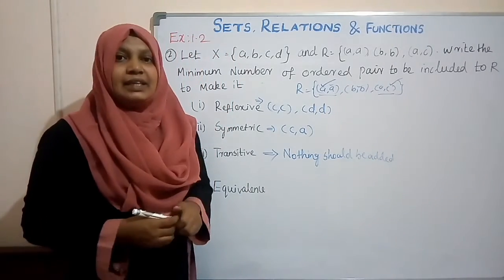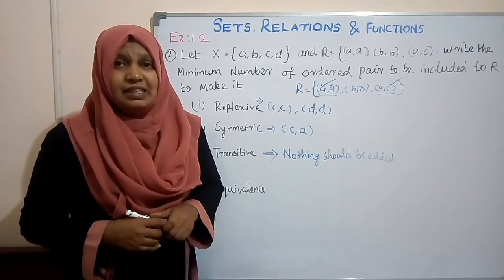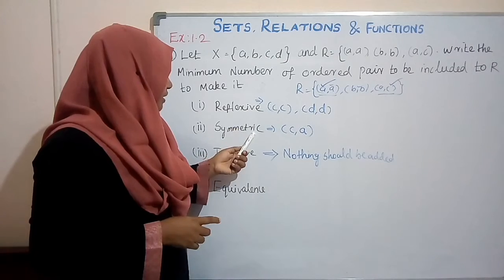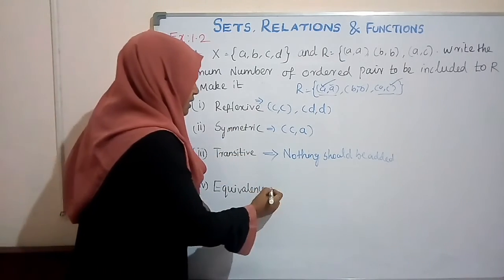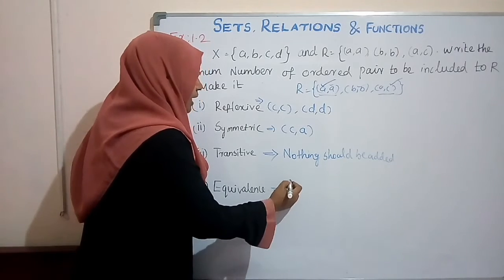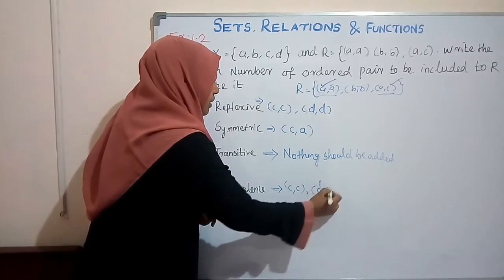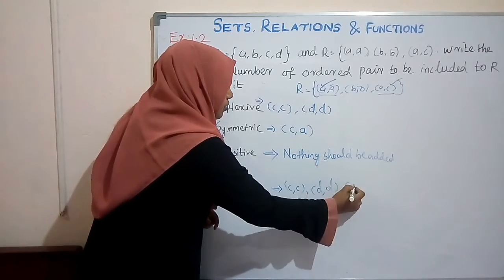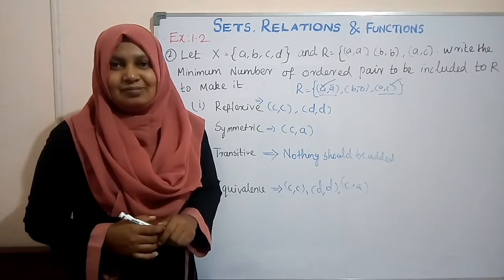Okay. And to make it an equivalence relation, it should be reflexive, symmetric and transitive. So to make it an equivalence relation, we have to add (C, C) and (D, D) and also (C, A). Understood? Yes.